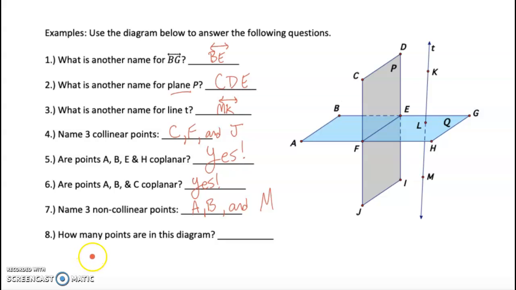And then the last question is, how many points are in this diagram? And before you start painstakingly counting 1, 2, 3, 4, 5, 6, remember, if it's not drawn, it doesn't mean it doesn't exist. There is an infinite number of points in this diagram because there are points all over these planes and all over these lines. There's an infinite number of points in that diagram.